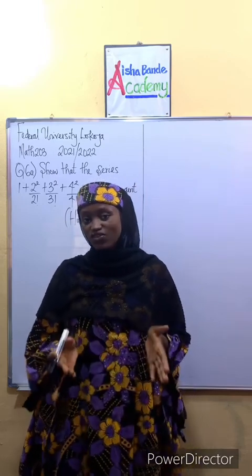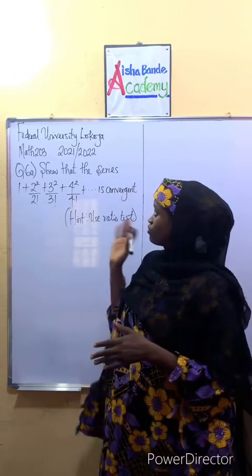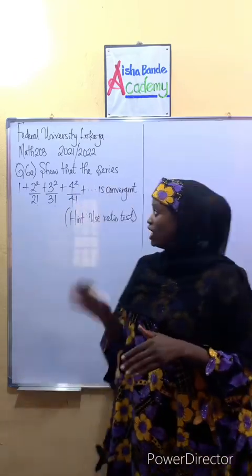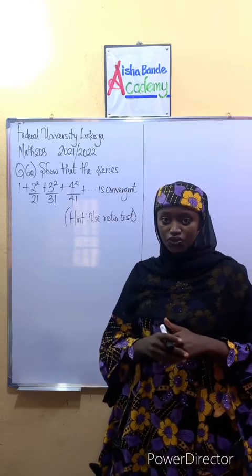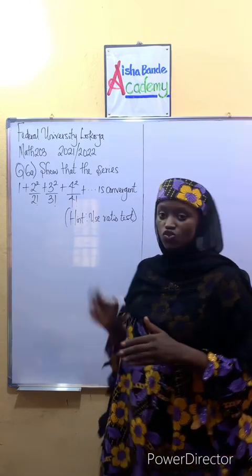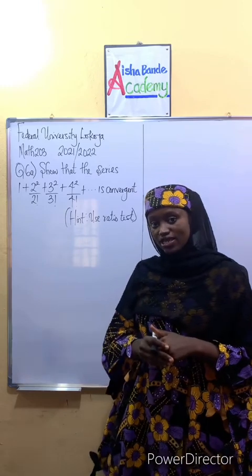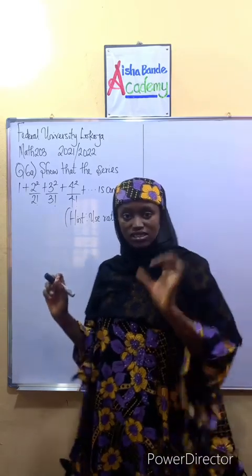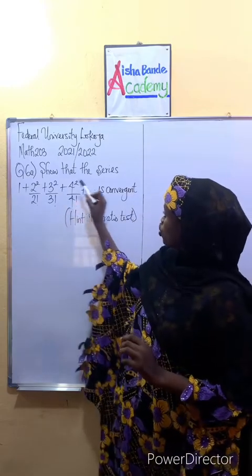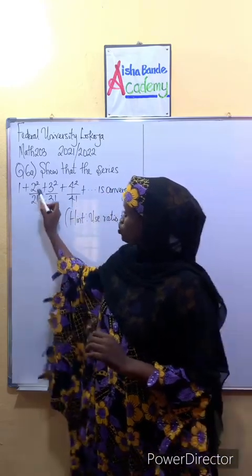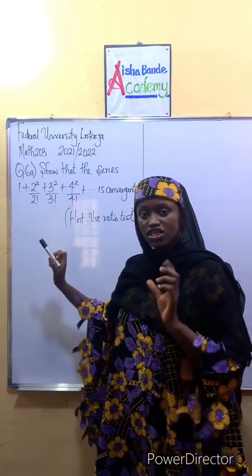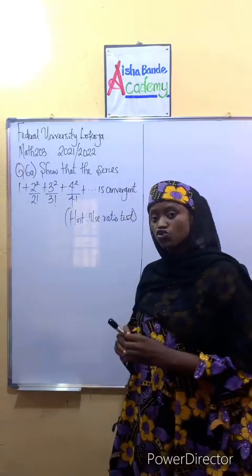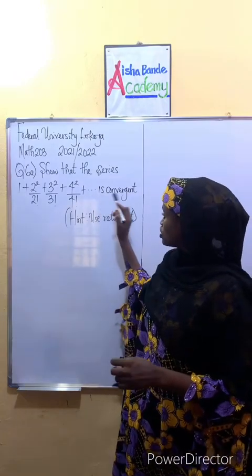Okay, so we have a question to solve today, which is from Federal University, Lokoja, Kogi State. This is Math 203, a past question from the 2021-2022 academic session. So we are going to solve question 6a, which reads: show that the series 1 plus 2 squared over 2 factorial plus 3 squared over 3 factorial plus 4 squared over 4 factorial plus dot dot dot is convergent.